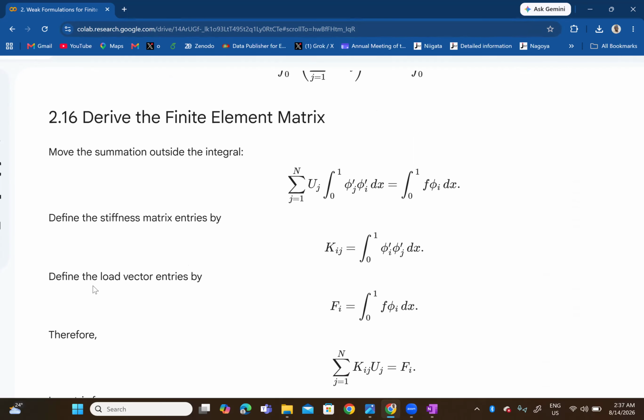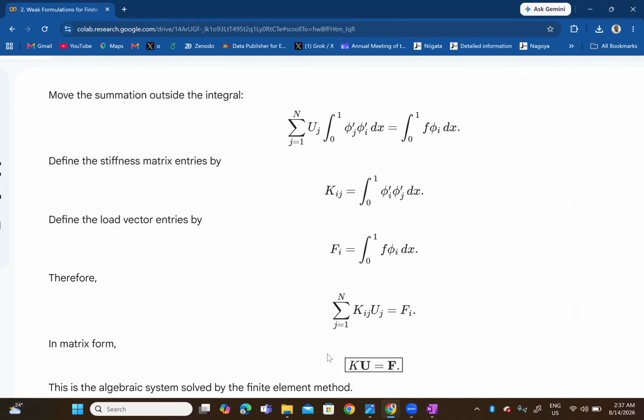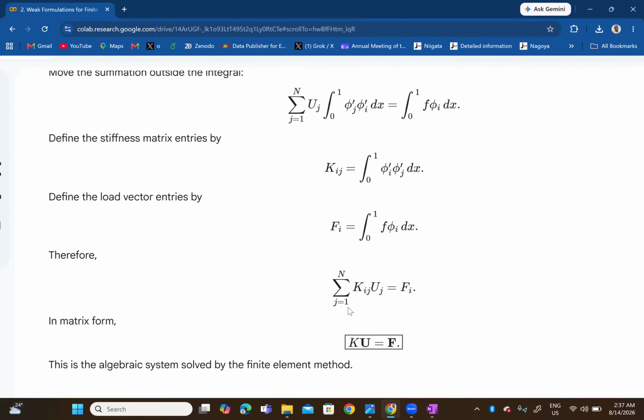Then you can define the stiffness matrix entries by k_ij, which we saw something like in the last video too. So k_ij is equal to the integral from 0 to 1 of phi_i prime phi_j prime dx. If we define the load vector entries by f_i, then f_i is the integral from 0 to 1 of f phi_i dx. Therefore, we have the summation from j equals 1 to n of k_ij u_j equal to f_i, which is simply this.